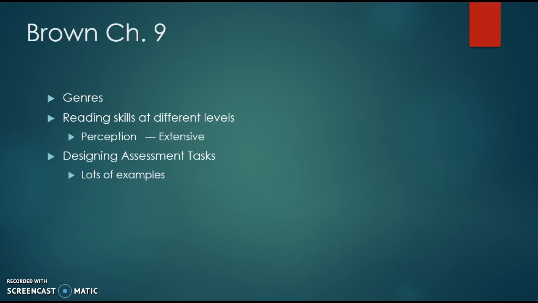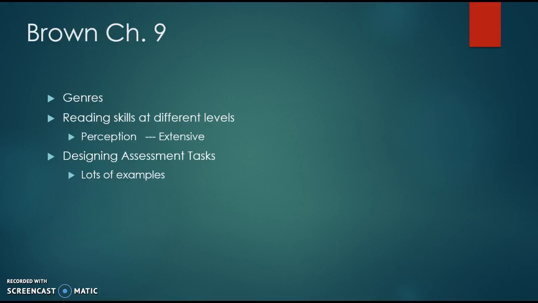I think Brown Chapter 9, Assessing Reading, does a really good job of going over that there are different genres, and the different genres affect reading. The reading of a poem would be assessed differently than the reading of a novel or a short story, perhaps. And there's also assessment of reading at many different levels: perception for beginning learners all the way through to extensive reading assessment. And the chapter has a lot of examples for designing different assessment tasks.